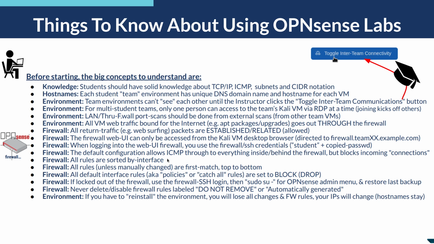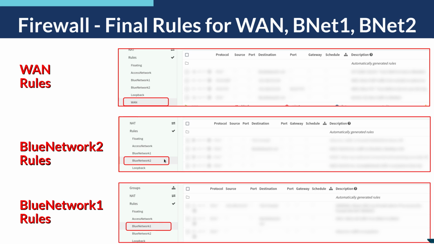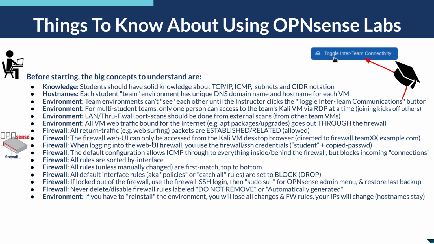And all rules are sorted by interface. We've kind of been through that. That's what all these things are: WAN, Blue Network 2, Blue Network 1. All rules, unless manually changed, are first matched top to bottom. So that's an important concept if you've never done ACL, access control list, or IP tables or firewall rules before. That's a natural way they operate, top to bottom, first match. They're Boolean matches, if that matters to you.